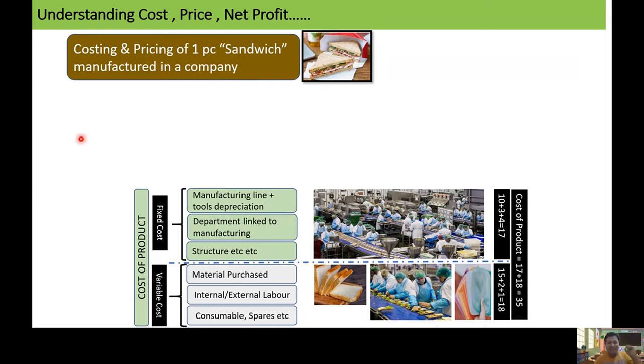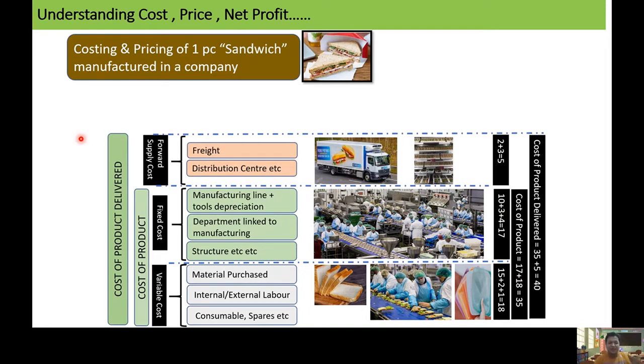The next element of the cost is the forward supply chain cost. The forward supply chain cost is the cost which is over and above the manufacturing cost, like the freight cost and the distribution center cost. Let us consider that the forward supply chain cost is 5 Indian rupees. If we add all these three costs, then we get the cost of the product delivered. So here the cost of the product delivered is 35 plus 5, which is equal to 40.